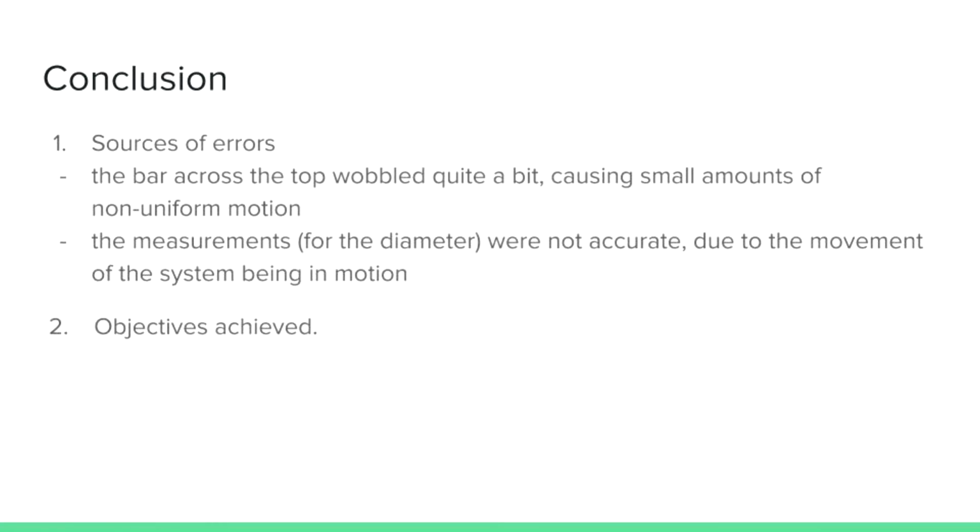There were some obvious sources of error in this experiment. First, the bar across the top wobbled quite a bit, causing small amounts of non-uniform motion. Second, the measurements for the diameter were not accurate, due to the movement of the system being in motion, and unavoidable human error. The objectives of this lab were also achieved, and the bat did fly a conical uniform circular path.